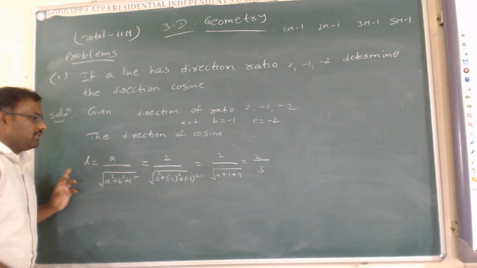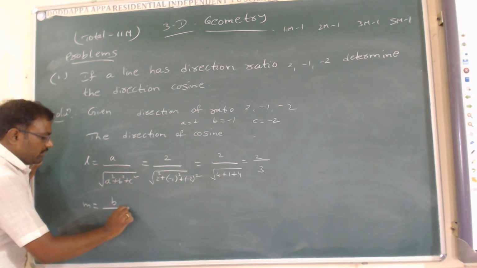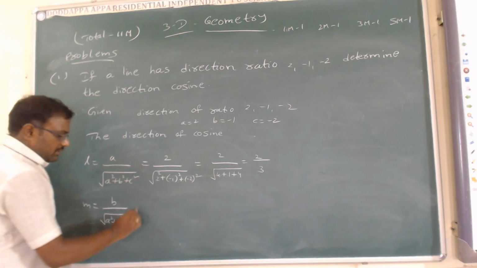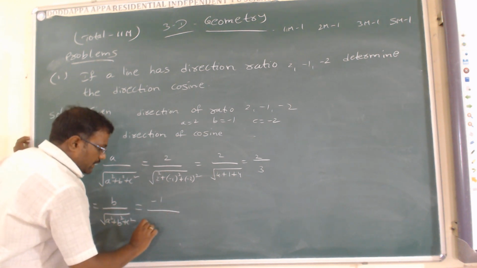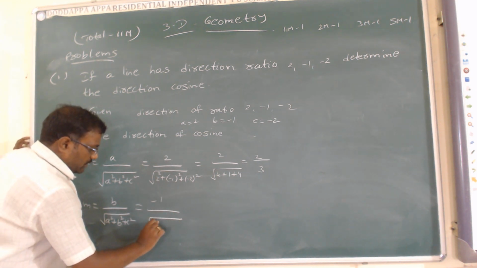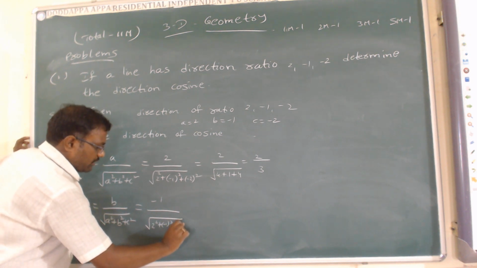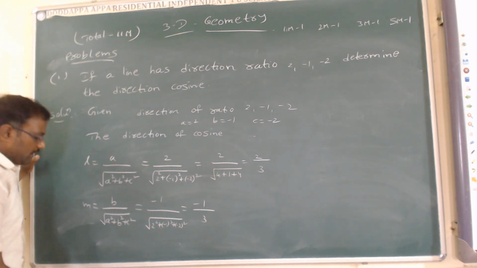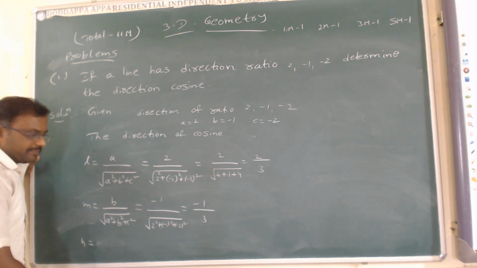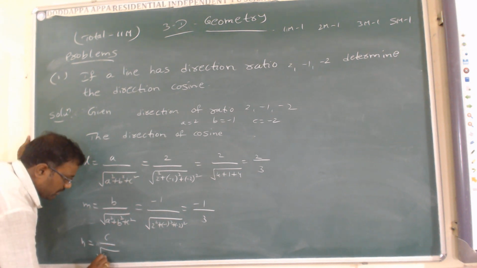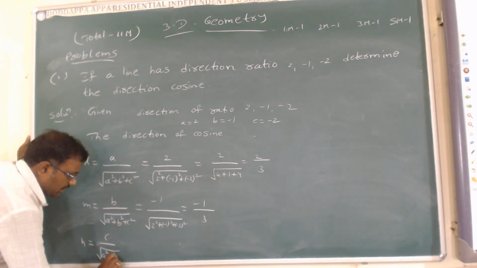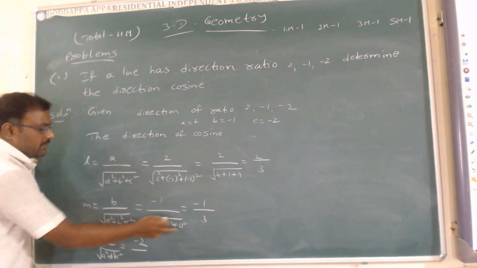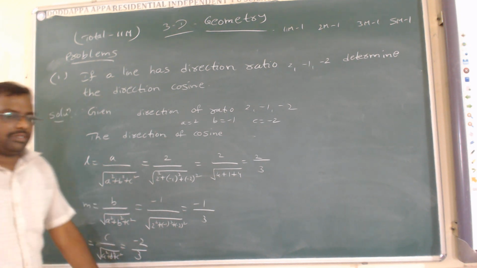What is that value? L. Similarly, if you find out m is equal to what is there? B divided by under root of A square plus B square plus C square. Here B value is minus 1 under root of 2 square plus minus 1 square plus minus 2 square. Again same, minus 1 divided by, if you simplify, we get 3. So similarly, we have to find out n value. N is equal to what? C divided by under root of A square plus B square plus C square. So C value is minus 2. You already find out this value. What is there? 3 is there. That is minus 2 by 3.